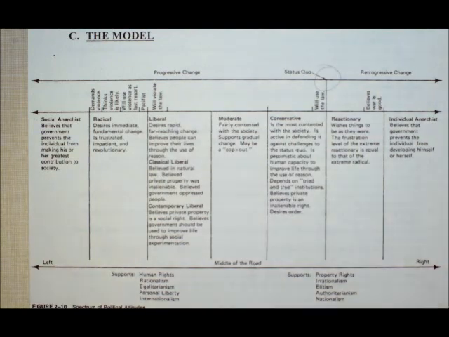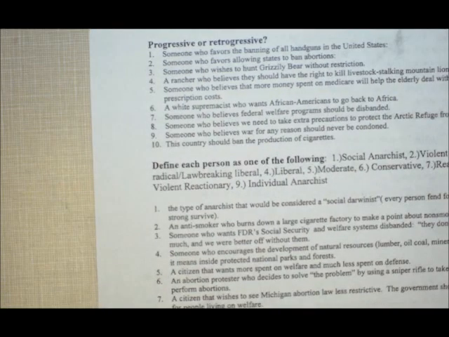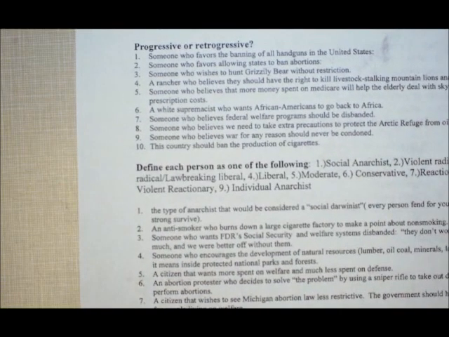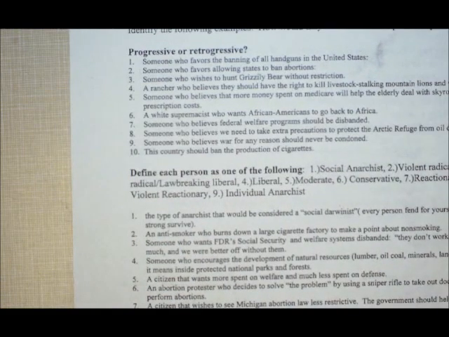Okay. All right. Now let's flip over to the back and do some of the practice here. Political spectrum practice. First thing we need to decide here is progressive or retrogressive. So this is just a simple A or B. Basically, we'll do P or R. Number 1, someone who favors the banning of all handguns in the United States.